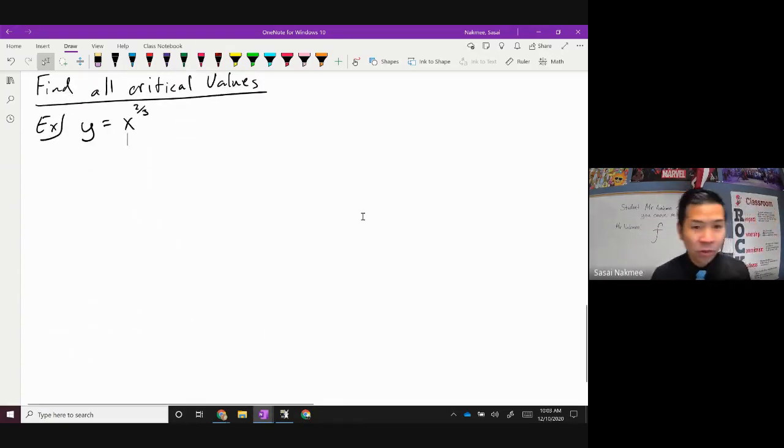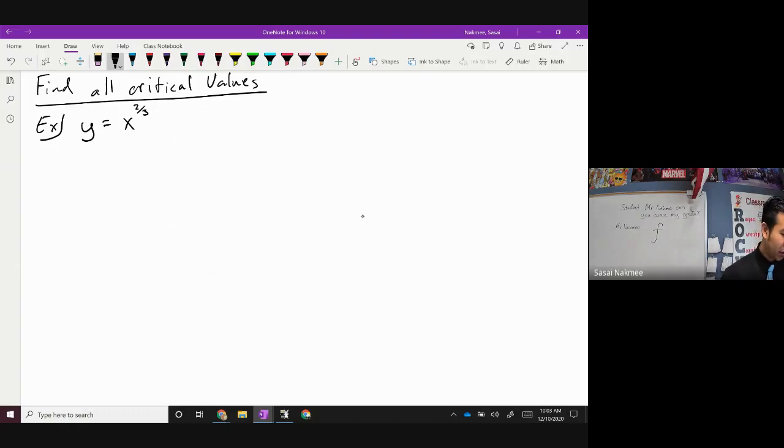Let's take a look at this problem. So remember, a critical value occurs when either the derivative is equal to 0 or when the derivative does not exist, right? So let's take a look at the derivative of this guy. If I'm looking for the critical points, I need to find the derivative first. So y prime is going to be, taking the power rule here, 2/3 x to the 2/3 minus 1, which is going to give me a negative 1/3.